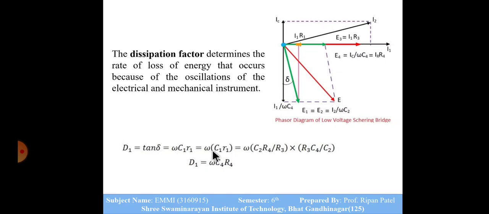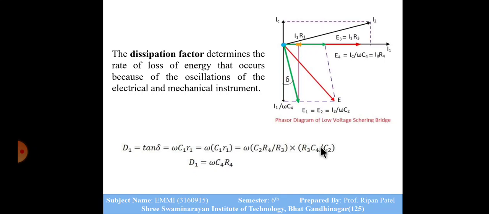तो C1 की जगह अगर मैं वैल्यू रख दूँ तो C2 R4 अपॉन R3, एंड R1 की भी वैल्यू मैं रख देता हूँ R3 C4 अपॉन C2. तो डिसिपेशन फैक्टर क्या होगा? दैट इज़ ओमेगा C4 R4, बिकॉज ये सब कैंसल्ड आउट हो जाएगा, तो बचेगा क्या?